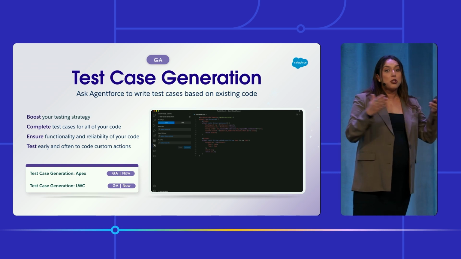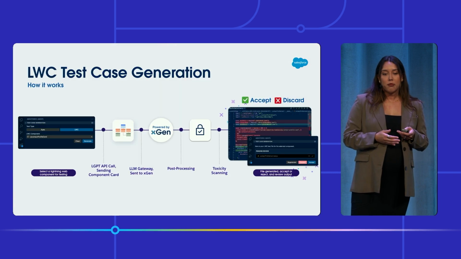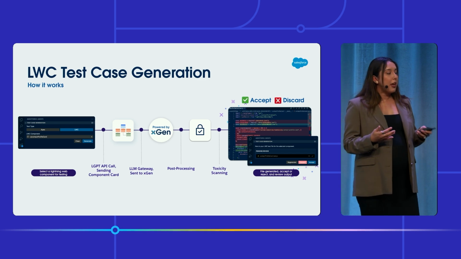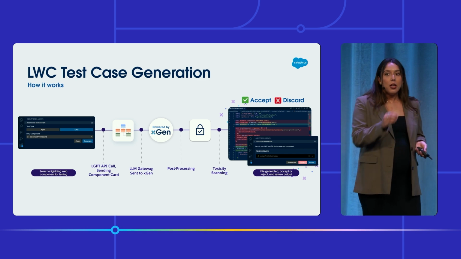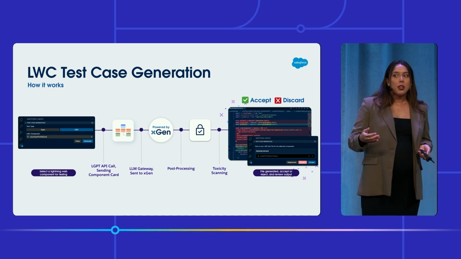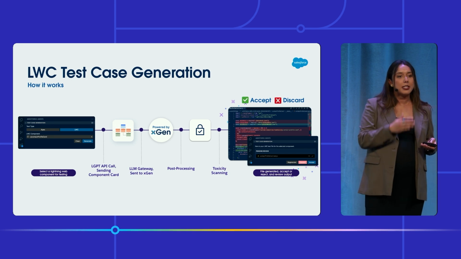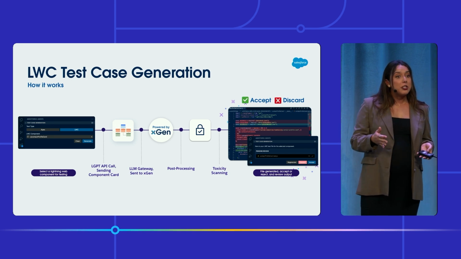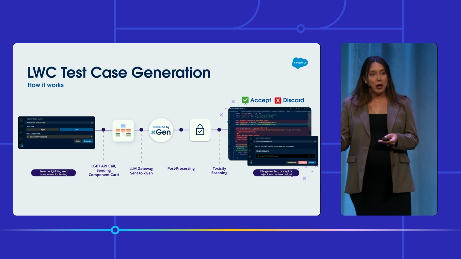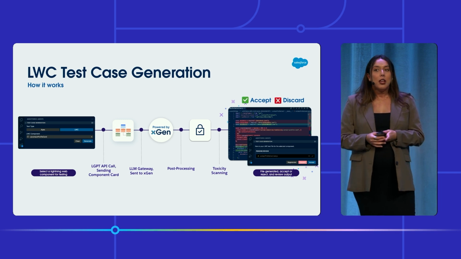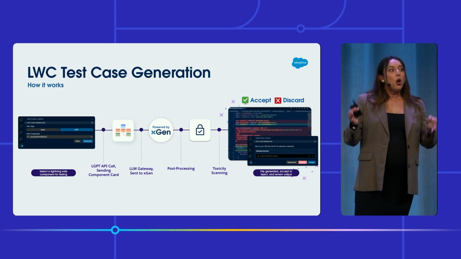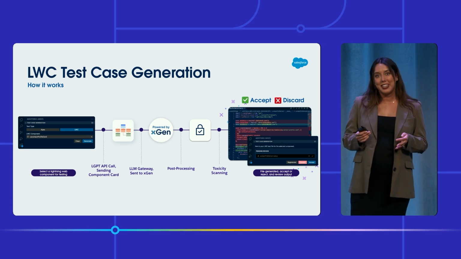Let's see how it works together through the whole product. So how does it work? The first thing you do is select the LWC methods or files that you want to generate test cases for. Then a component card is sent to the LLM via the LLM gateway, and a response is generated. Once the response is generated, it goes to a toxicity scan, sensitive information is masked, and from there you get your final response that you can either reject or accept. This showcases that you can save time and also improve productivity while following test case best practices.